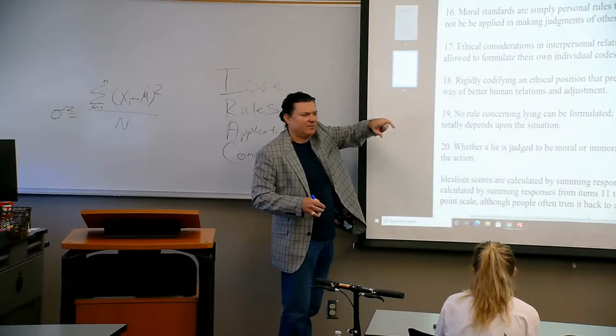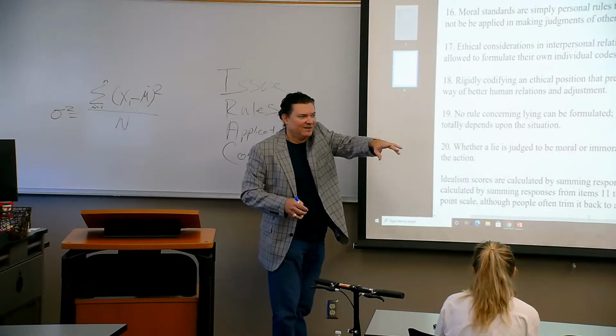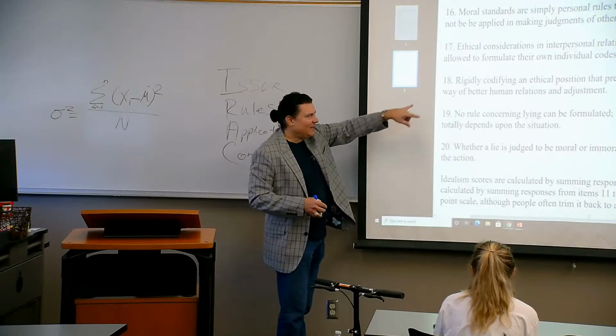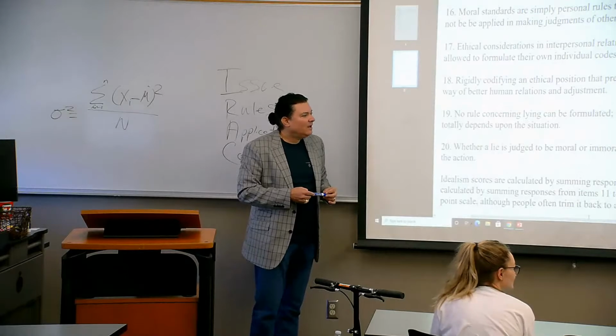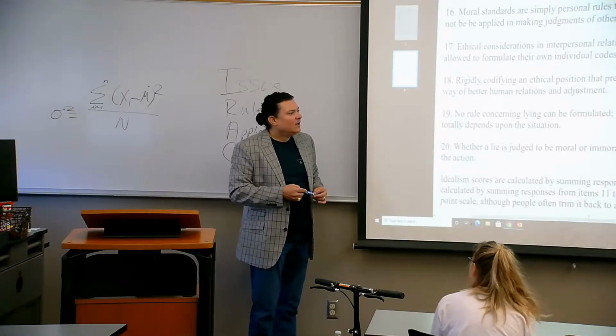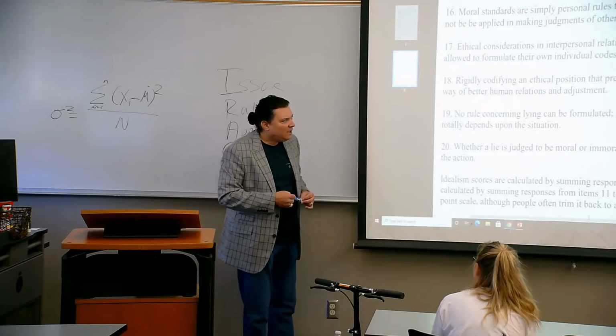Who else had their hand up? Somebody over here? Never mind? Yeah, never mind. Are you sure? Yeah. Anybody else? It's just that there are no absolutes, that nothing can be an absolute. There's always a gray area.